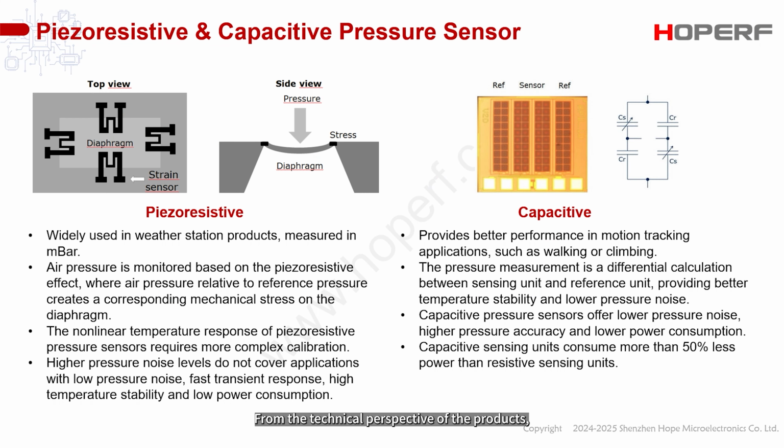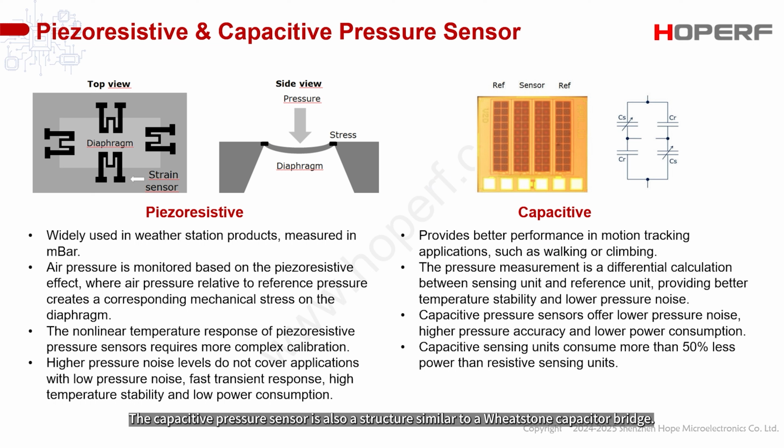From the technical perspective of the products, pressure sensors can also be divided into piezo-resistive pressure sensors and capacitive pressure sensors. Piezo-resistive pressure sensors have a Wheatstone bridge resistor fabricated on a silicon diaphragm. Due to the mechanical stress on the silicon diaphragm causing deformation, the deformation leads to a change in the resistance of the Wheatstone bridge, thus altering the output voltage signal.